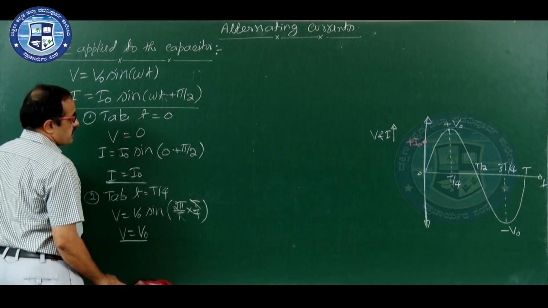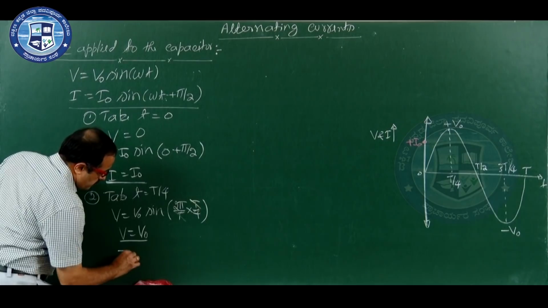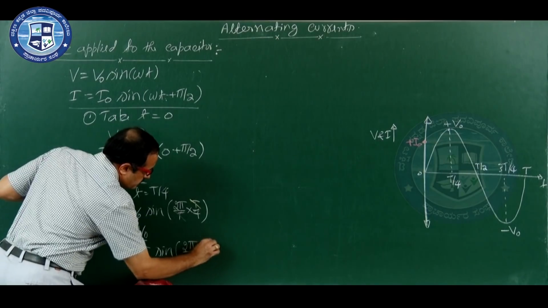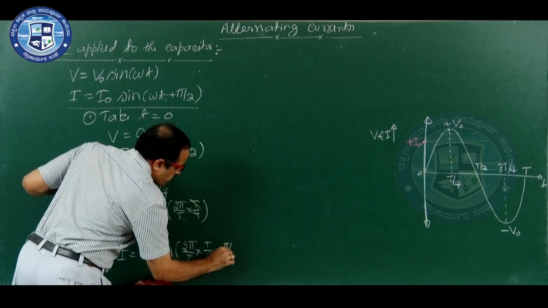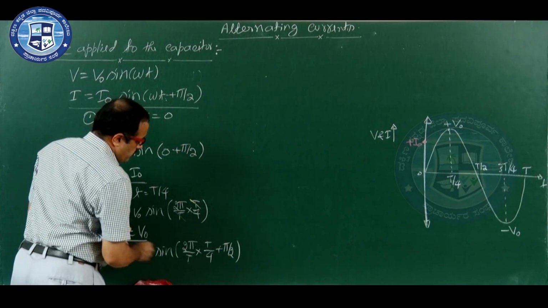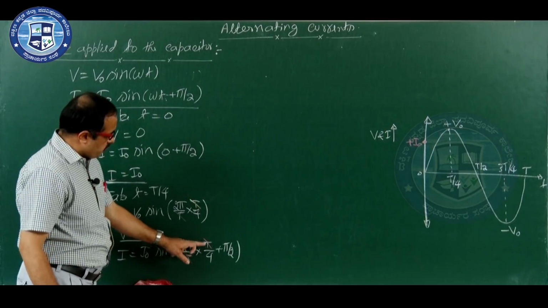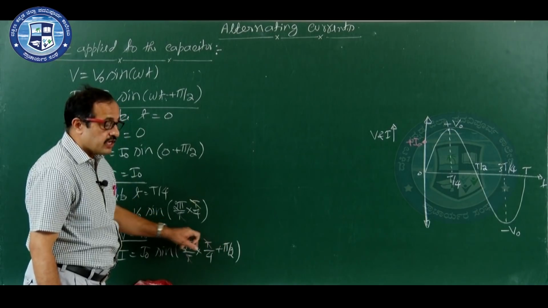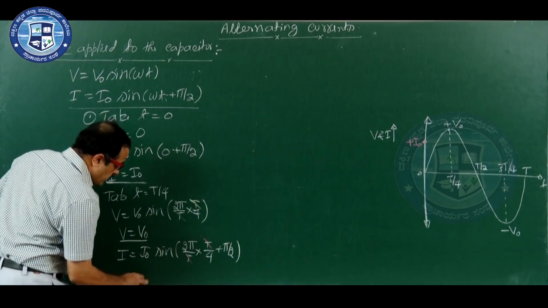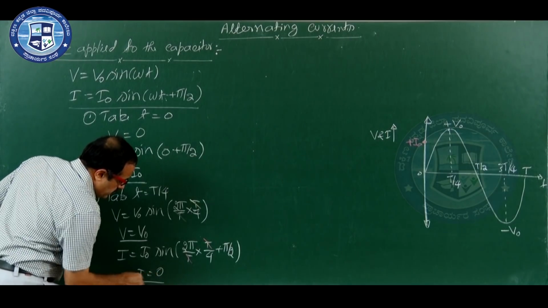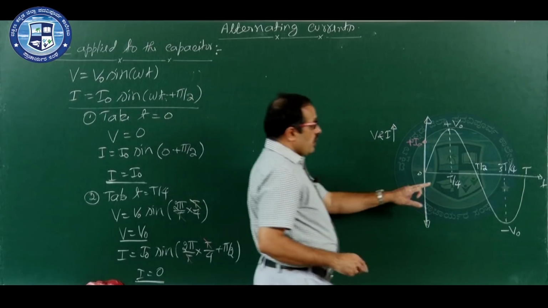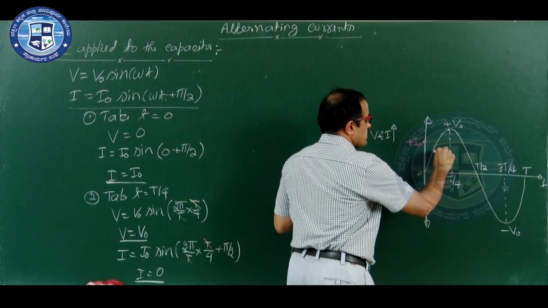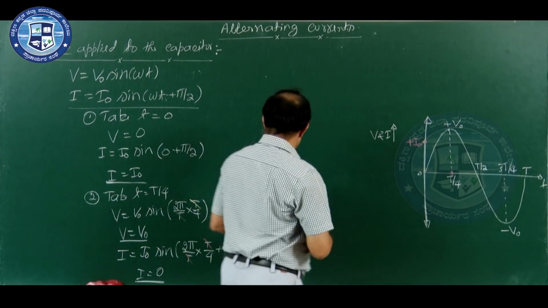Now, what is the current? We try to find out current. I is equal to I naught sine 2 pi by T into T by 4 plus pi by 2. So, this already we know it is pi by 2. Pi by 2 plus pi by 2 means 90 degree plus 90 degree, 180 degree, sin 180 is 0. Therefore, current equal to 0. Therefore, when time equal to T by 4, current is 0. This is the point. Graph goes like this. This is the graph.